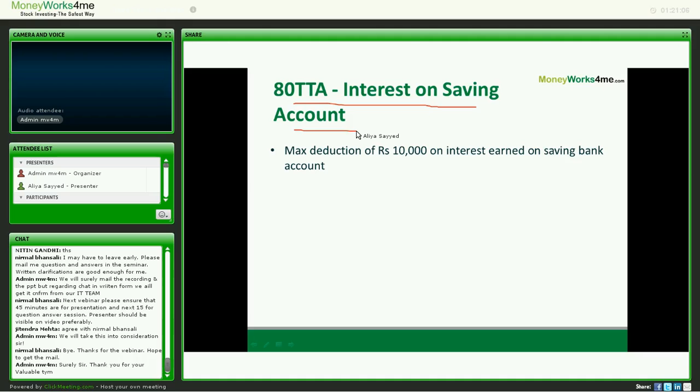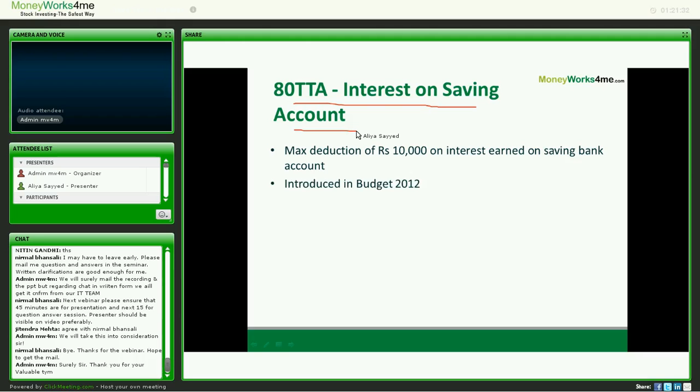Earlier this was taxable income, and you would have to pay tax on this. So now you can claim a reduction of up to 10,000. So basically, if you earn interest less than 10,000, you will not have to pay any tax on your savings account income. So that's good news for investors, and more money saving avenues for you.